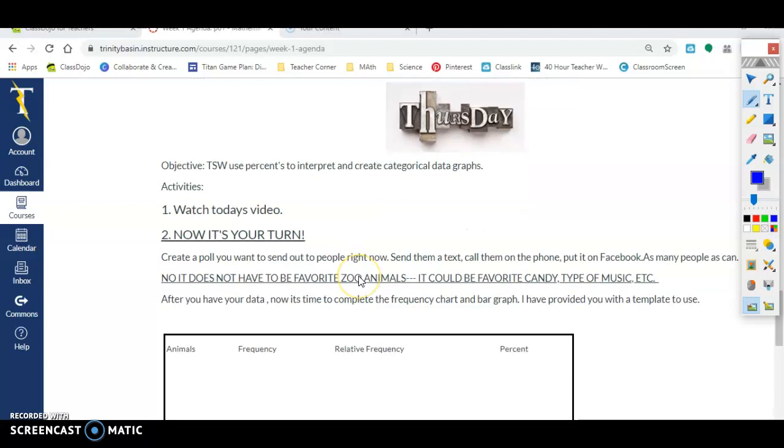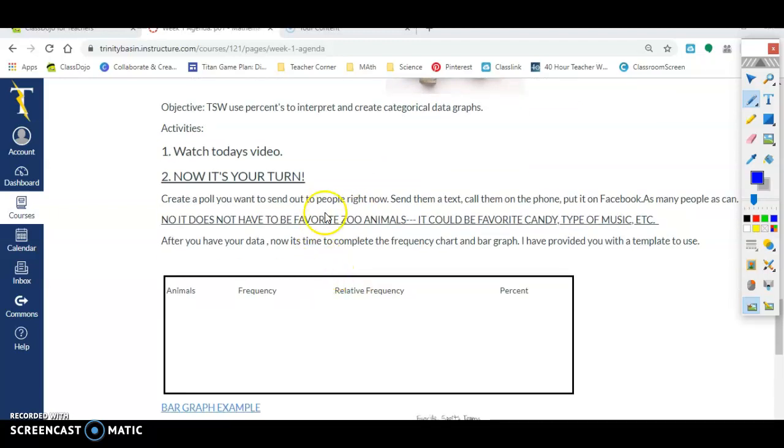Then it's your turn. You're going to create a poll that you want to send out to people. I'm going to show you an example here in a moment of favorite zoo animals. If you want to use that as your poll, go for it. But if you want to ask people their favorite candy, what type of music, however you want to do it, it's up to you how you send it out. Do a text, give them a phone call, put it on Facebook, put it on TikTok, however you want to send it out there. Give yourself like an hour.